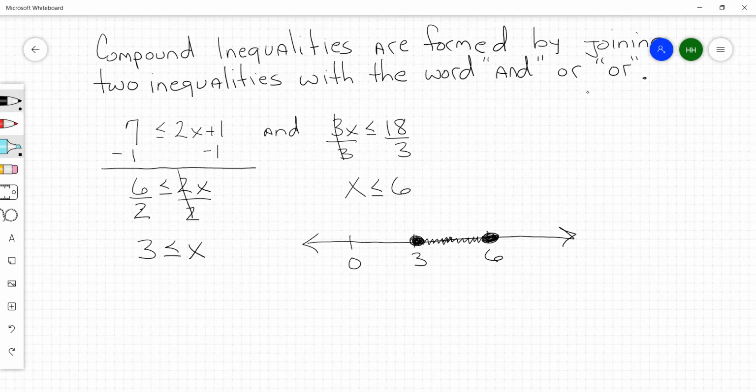So all of the solutions to this compound inequality are between 3 and 6 inclusive. That means we're going to include the 3 and we're going to include the 6. And everything in between them is also a solution.